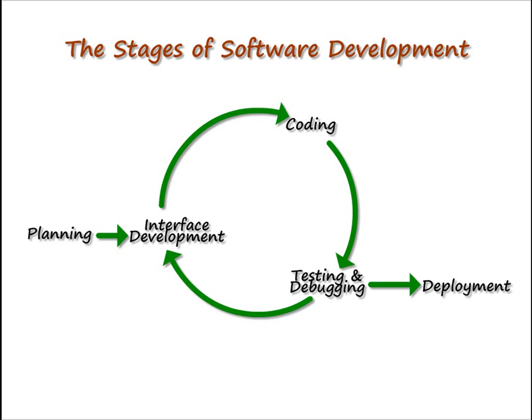The interface development, the coding, and the testing and debugging are largely cyclical. We're going to develop the interface, we're going to code it, we're going to test it and debug it, and in debugging it, we may have to go back and make changes to the interface, or most likely make changes to the code. We may go through that process many, many times, and probably the more complicated an application is, the more times we'll go through that.